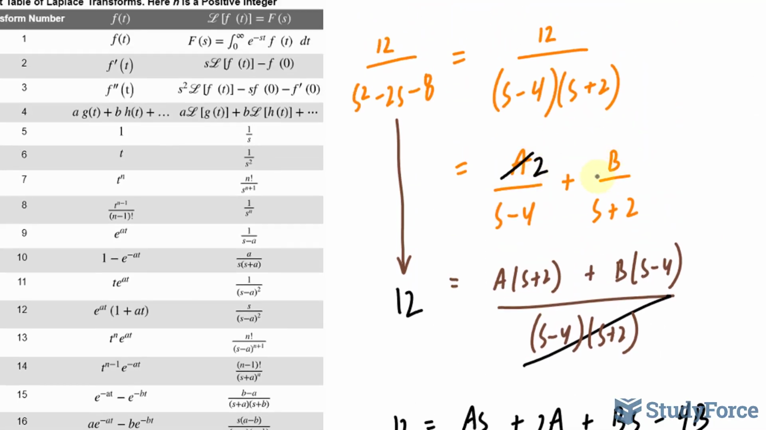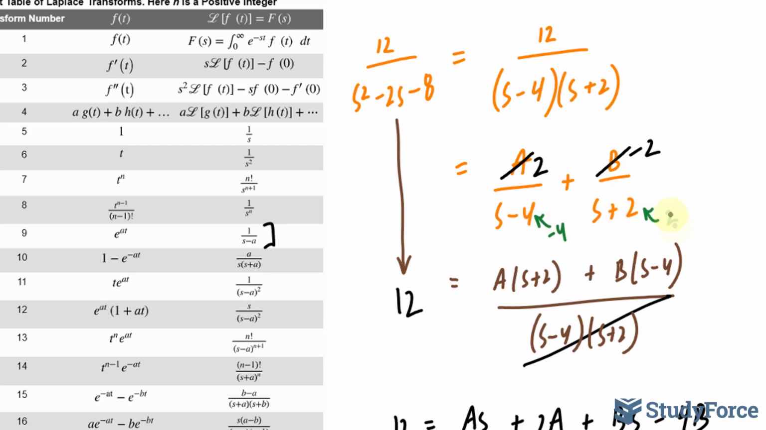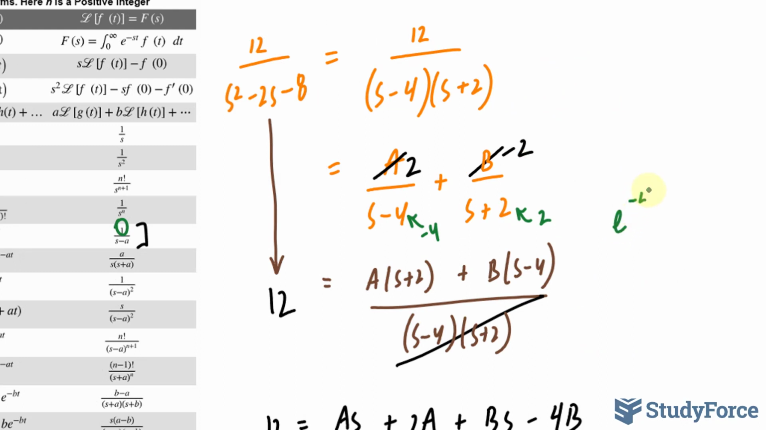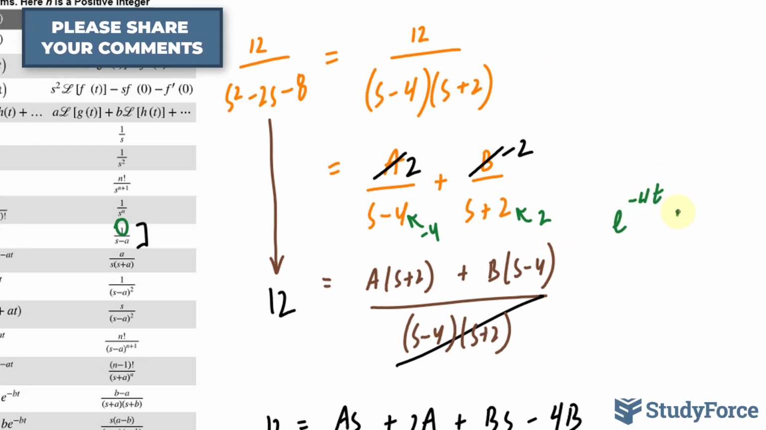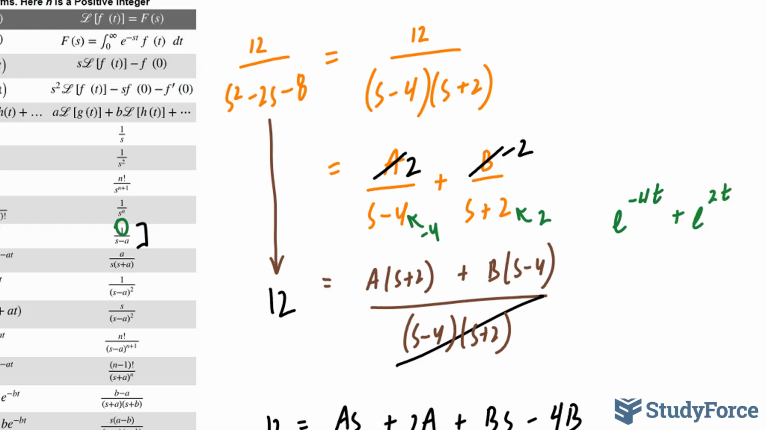I'll replace a with positive 2 and b with negative 2. And now we have two terms that model this frequency function, 1 over s minus a. Our a here will be minus 4, and our a here will be positive 2. The only problem is that we have a 2 and a minus 2 where there should only be a 1. So when you write your answer down, this will become e to the power of negative 4t plus, again, e to the power of 2t.